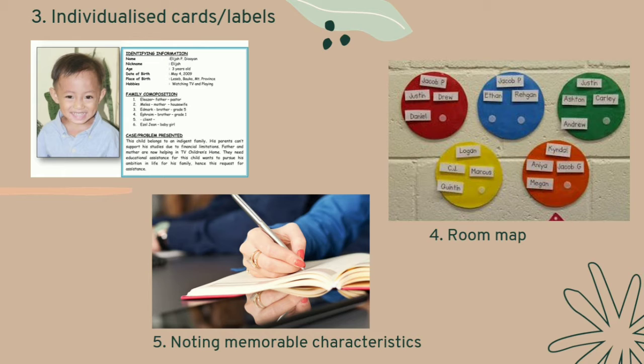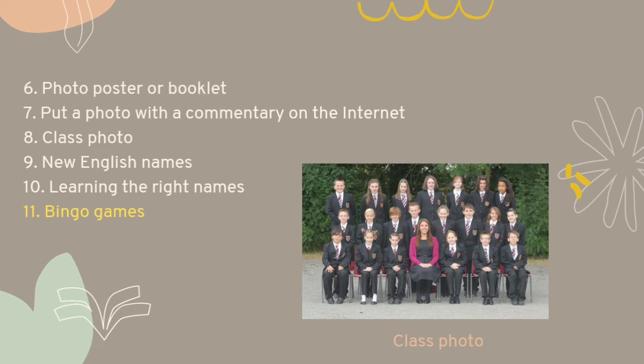Fifth, noting memorable characteristics. You can make a note about the student's characteristics, the most striking ones, for example, like Vina. She used the green glasses. Sixth, photo poster or booklet. Ask students to bring or send their photos, then create a collage or booklet from their photos with their names added. Put it up on the classroom wall.